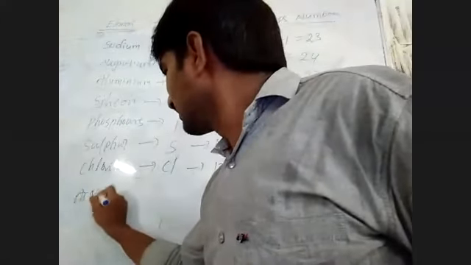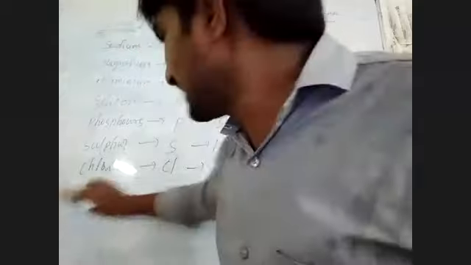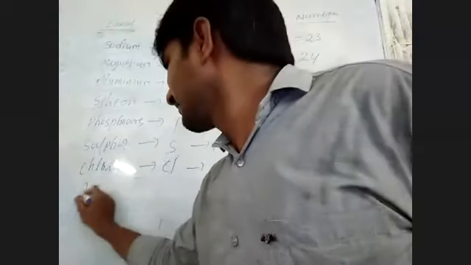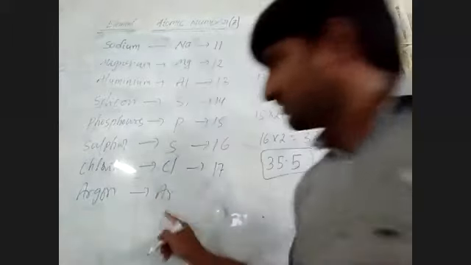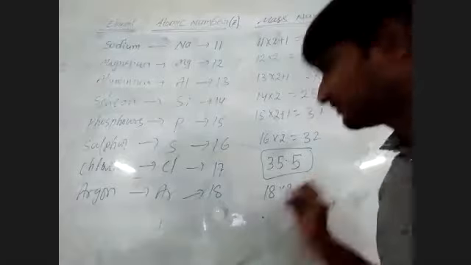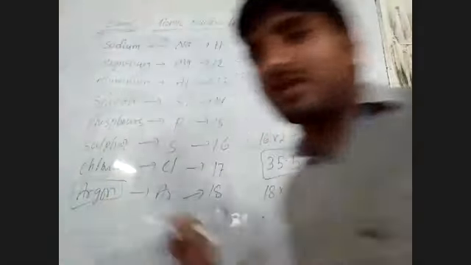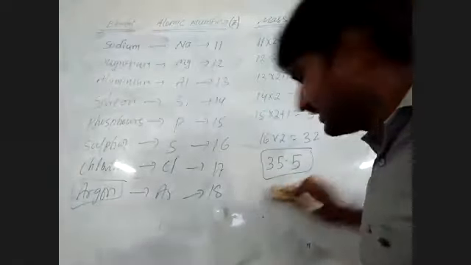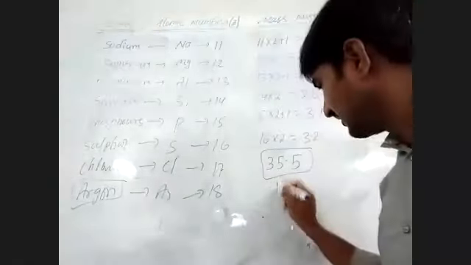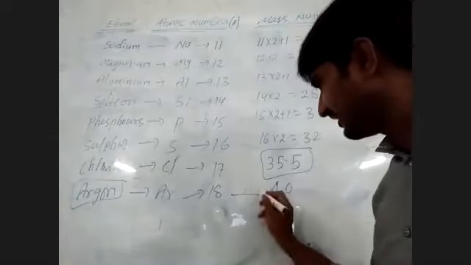Argon. Argon's symbol is Ar. Atomic number is 18. 18 twos are 36, but here is a small exception. This also I will tell you later. The stability of configuration I will discuss. This is having that 40. This is the most important. The most important is the mass number 40.